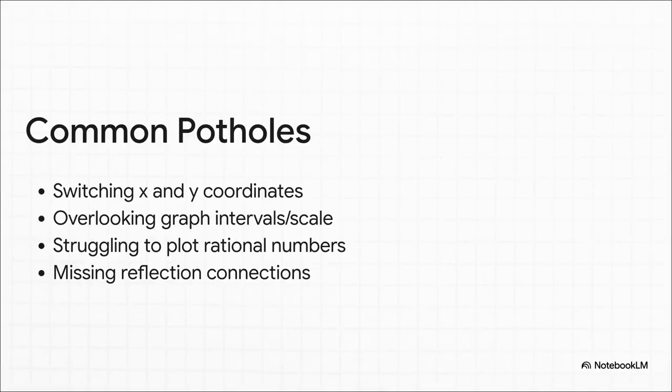So according to the curriculum guide, you've got to keep a really sharp eye out for these 4 specific issues. Number 1, swapping the x and y coordinates. We see it all the time. Remind them they have to walk down the hallway before they take the elevator up. Number 2, missing the graph scale. They might assume every single grid line represents 1 unit, even when it's actually a half or a tenth. Number 3, struggling to plot rational numbers in those tricky spaces between the grid lines. And number 4, missing that super elegant link between reflected points and their opposite signs.